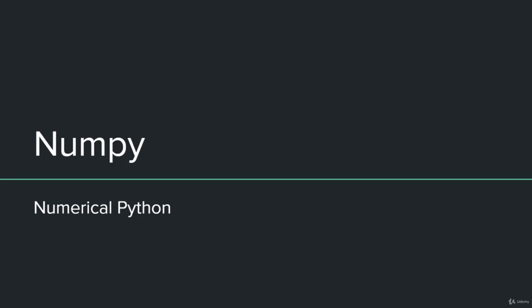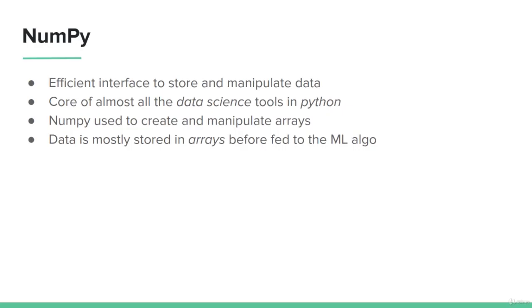Hey there! In this lecture we're going to talk about NumPy, which is the short form of numerical Python. NumPy is an efficient interface to store and manipulate data. It is an interface which data scientists use to store and manipulate data, since about 70% of a data scientist's job is to play with the data, to explore the data.